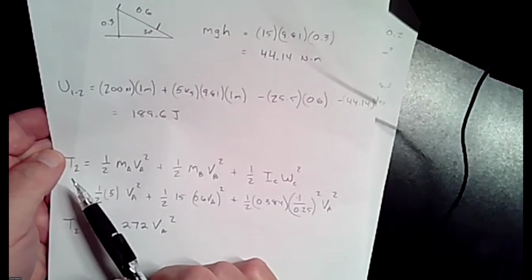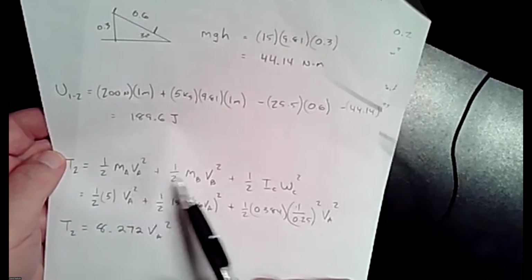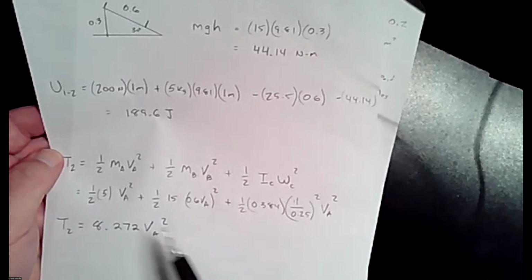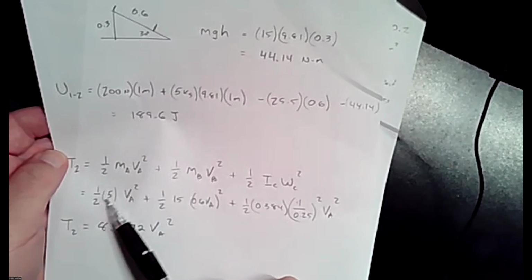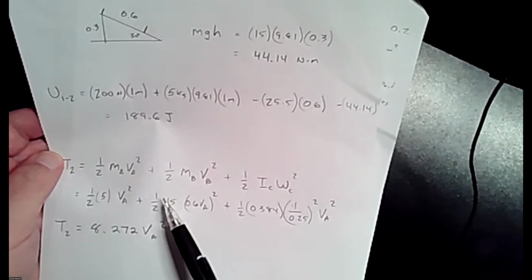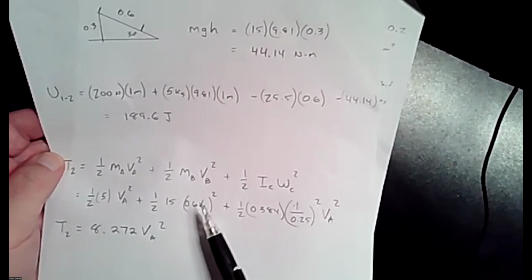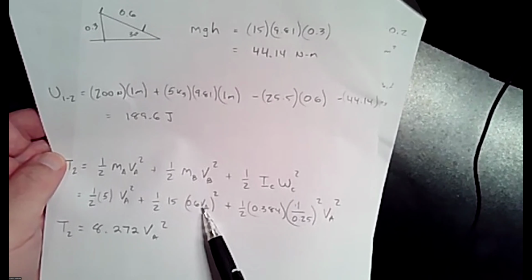With that, we look at T2. So T2 is going to be what? We have the kinetic energy of A, the kinetic energy of B, the kinetic energy of the disk. So we want A, so we can substitute. We know it's going to be 1/2 mass times VA squared plus 1/2 15, but we know that VB is 0.6 of VA as shown earlier, so we substitute that there.